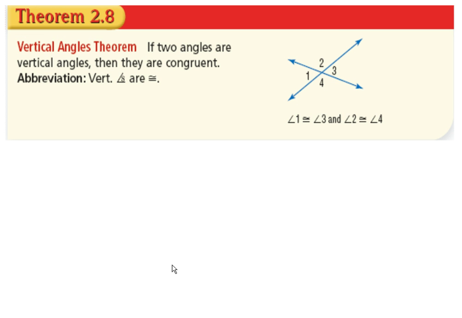Theorem 2.8, vertical angles theorem. If two angles are vertical angles, then they are congruent. Here's the abbreviation. It says vertical angles are congruent. So anytime you have vertical angles, the vertical angles theorem says they are congruent. 2 is congruent to 4, and 1 is congruent to 3 in the picture given.